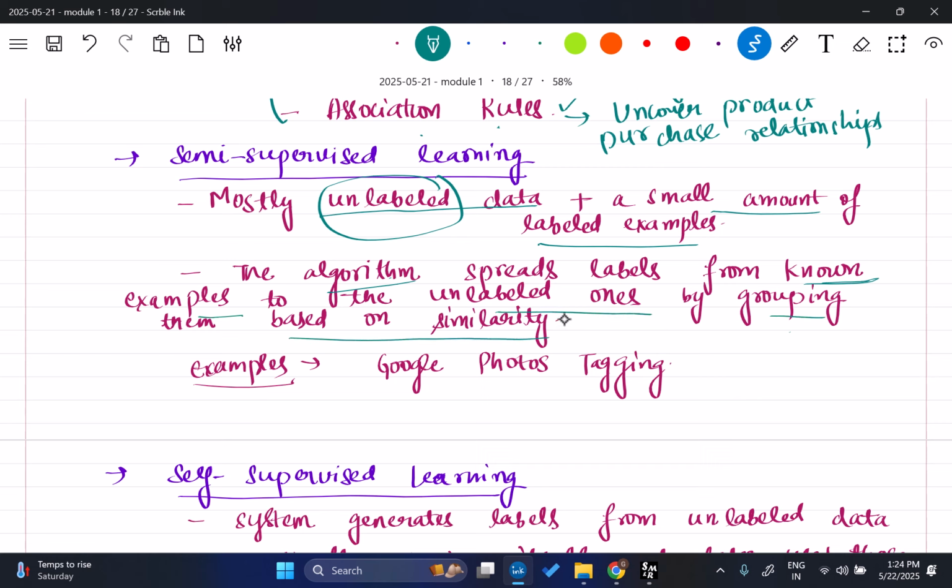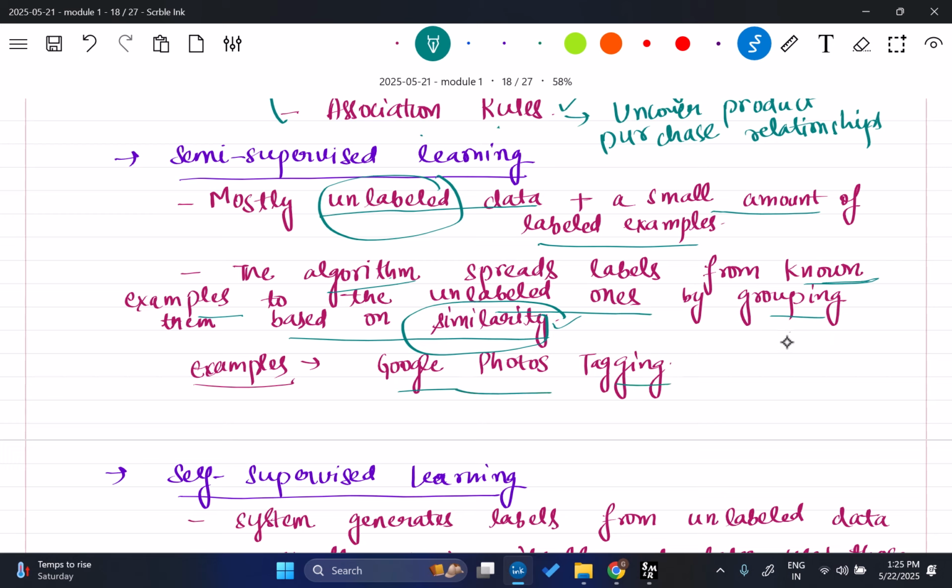on the similarity. So we have the labels for a few of the examples in the data, but we don't have labels for all. What an ML algorithm is going to do is apply that knowledge from the ones where we have the known outputs to the ones where we don't have any known outputs, based on the similarity. The simplest example I can give here is Google Photos tagging.